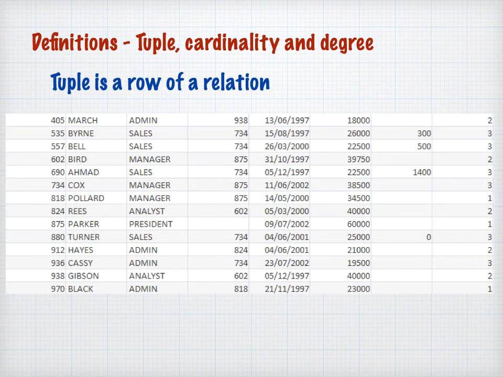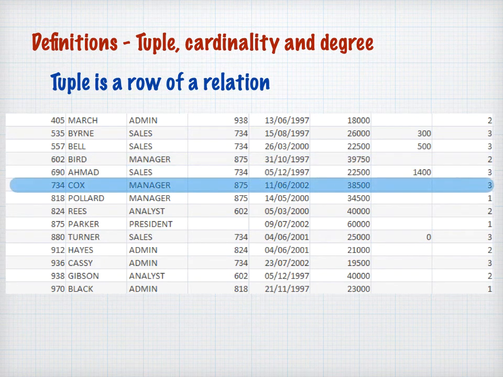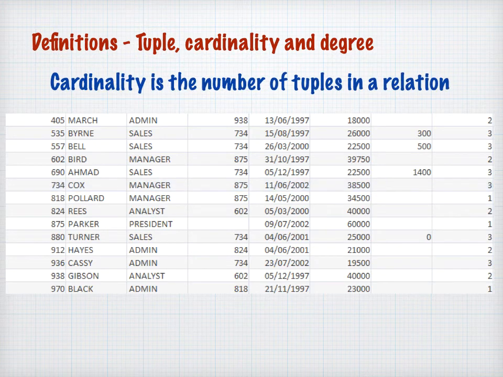Some other words then, well, a tuple is a row of the relation. So we've got some examples here. There's one, and another one, and another one. And obviously a relation or a table is made up of loads of those. Cardinality is the number of tuples in a relation. And you can just count them off like that.